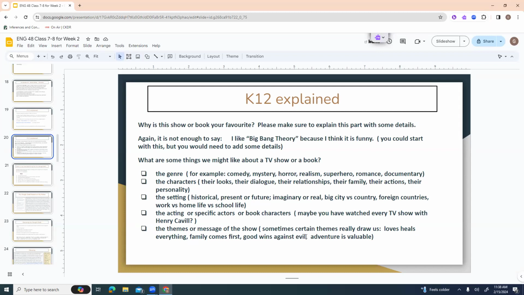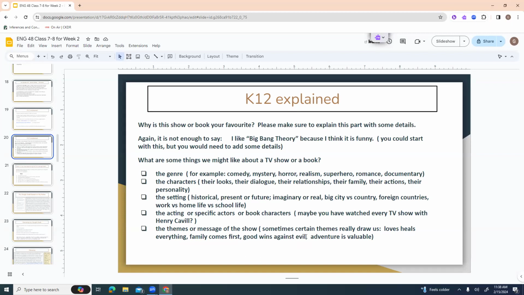What are some things in general that we might like about a TV show or a book? Right? There's a lot of different elements to a TV show or a book, and any one of them might be the things that are most important to us. Not everybody's looking for the same thing, right? Some people like certain genres. For example, they always are watching comedies or mysteries, horror, shows that are very realistic or that have superheroes, romances or documentaries.